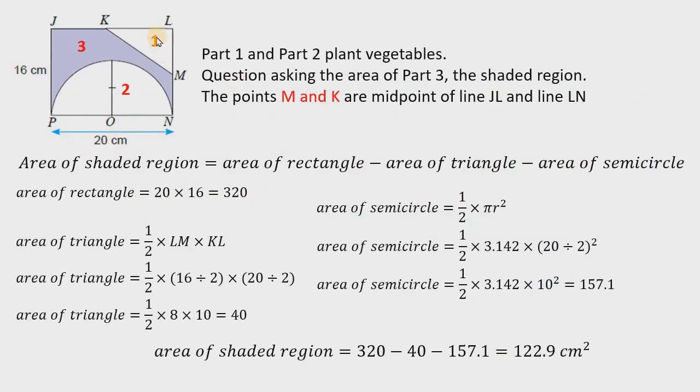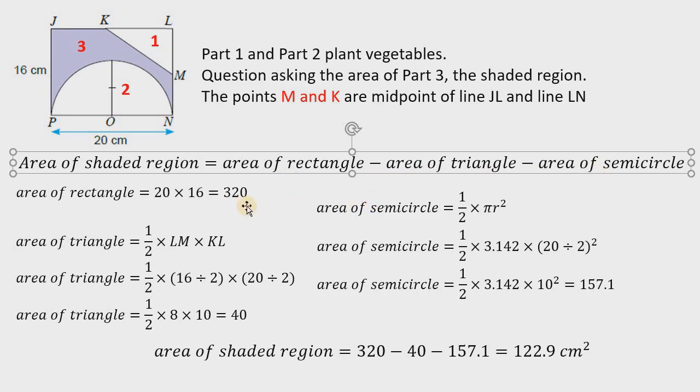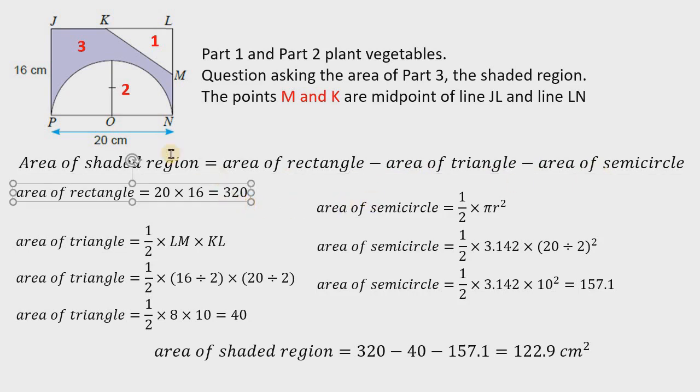Okay, so just now I labelled region 1, region 2, and region 3. So the area of the shaded region will be the area of the rectangle minus the area of the triangle minus the area of the semicircle. So I go and find the area of the rectangle. Very clear, this 20 multiplied by 16. So I get the value.